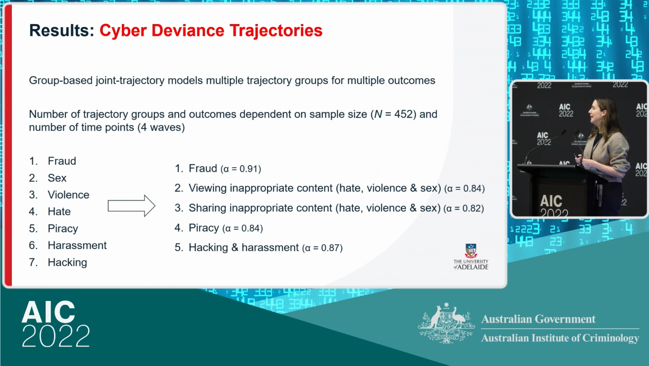Just for the purpose of the analysis, we had to reduce our 7 cyber-crime, cyber-deviance items to 5. So what we did was pull out those passive activities from the violence, hate and sexual scales and put them together, things like viewing inappropriate content. And then the active items, so the sharing of sexual content, sharing of hate, sharing of violence, we put together as well. And reliability analyses indicated that those were appropriate groupings to make.